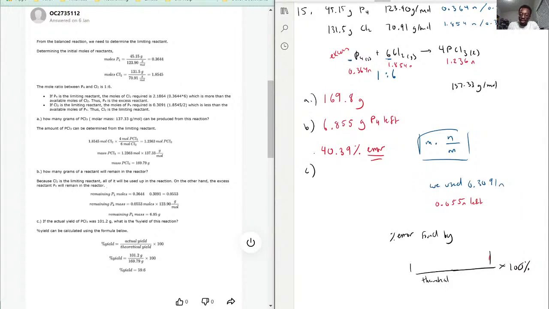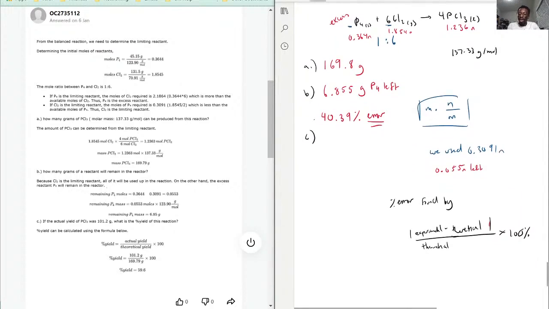So percent error, as I said earlier, was experimental minus theoretical over theoretical. But percent yield, which I'm going to put in blue here, is, as they said, just experimental over theoretical times 100%. So it's just face value right there. Experimental over theoretical times 100.